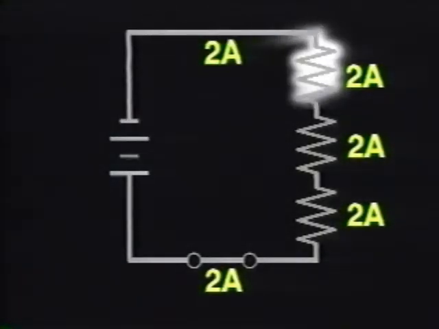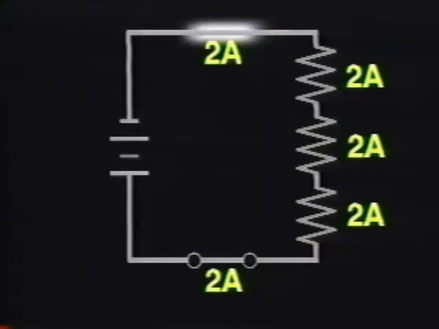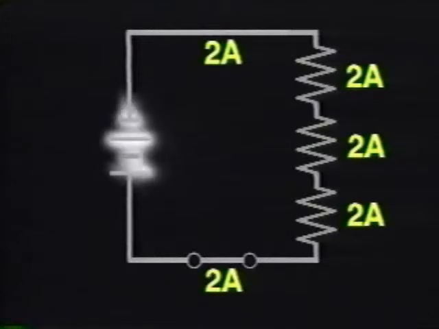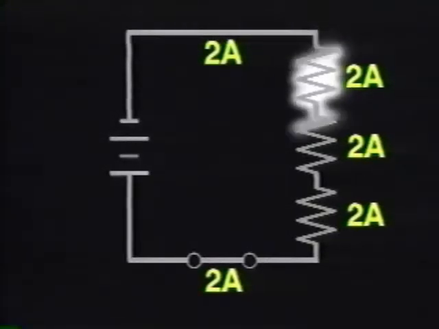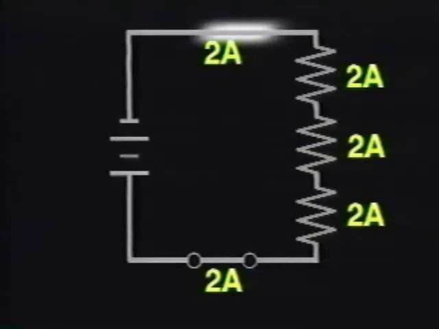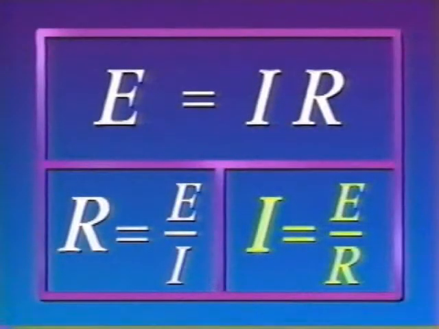Because there is only one path in a series circuit, there is only one current flow. This current is the same in all parts of a series circuit. Since the current is the same in all parts of a series circuit, it must flow through each resistor. The total current, IT, can be calculated using Ohm's law.